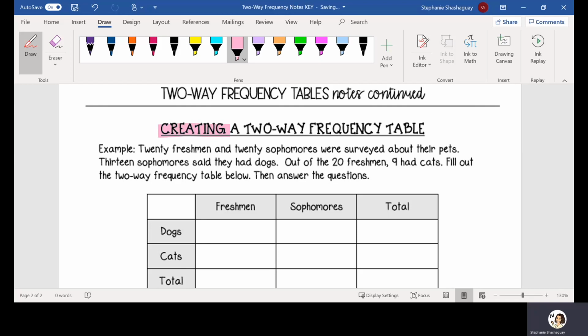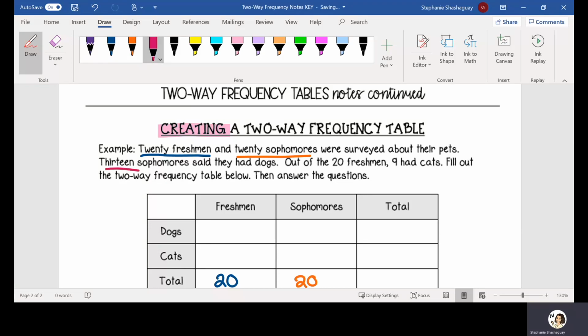So we're going to be provided data in this example, and we have to create the table. So first it says 20 freshmen. So given the table, I'm going to look at the freshman column and go to the total and put 20. And 20 sophomores. So again, I went to the table, went to the column for sophomores, went to the row for the total, and filled in 20. Were surveyed about their pets.